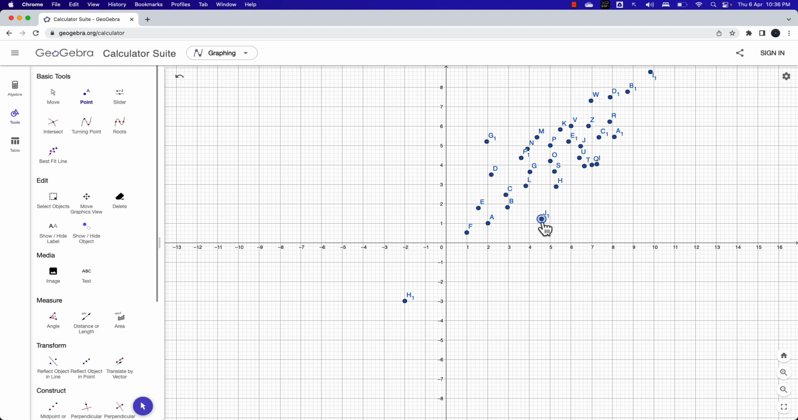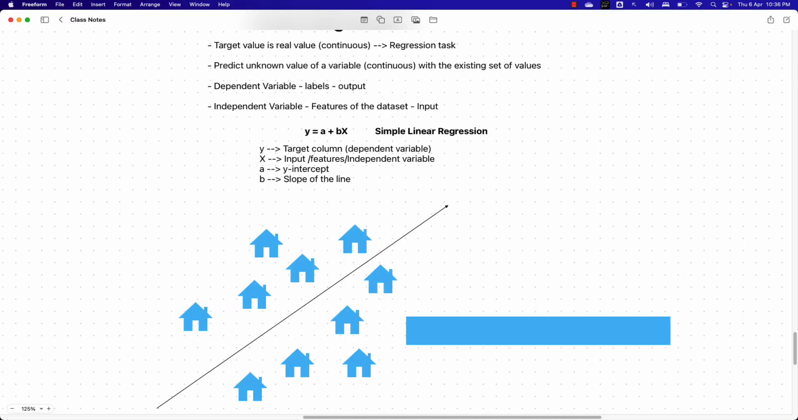I can say how far this data point is from the line. So I'm interested in analyzing this pattern, and that is what machine learning is. For understanding this pattern in my data set, we make use of a machine learning algorithm, and a machine learning algorithm is a mathematical equation.